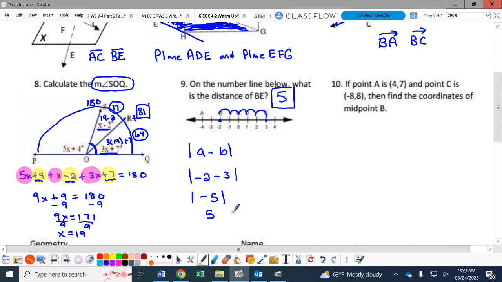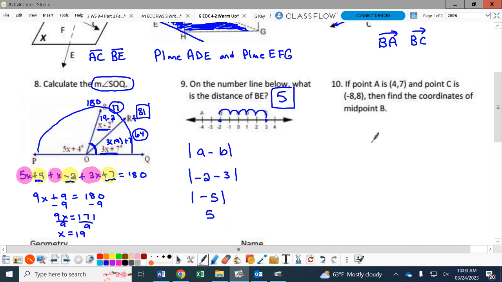Okay, last one. It says if point A is 4, 7 and point C is -8, 8, excuse me, then it got worse. Hear that lovely sound? Then find the midpoint of B.